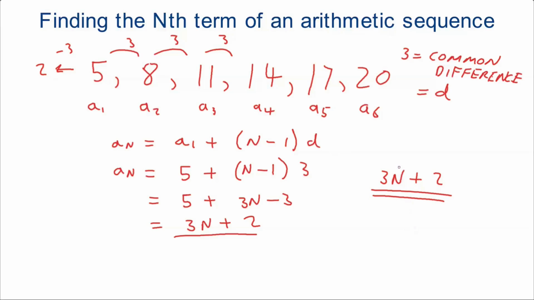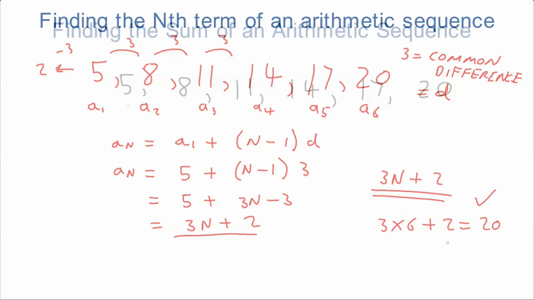So that's another way of doing it. We'll check to see if it works. Let's put it in for the 6th term. So 3 times 6 plus 2 equals 20. 3 sixes are 18 plus 2, 20. Yes, it works. That's all we need to know on finding the nth term.